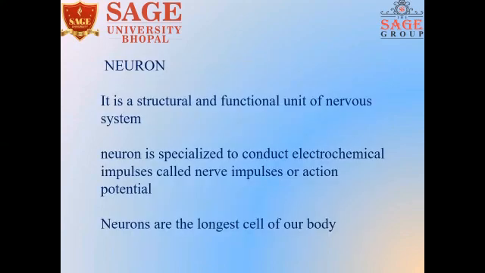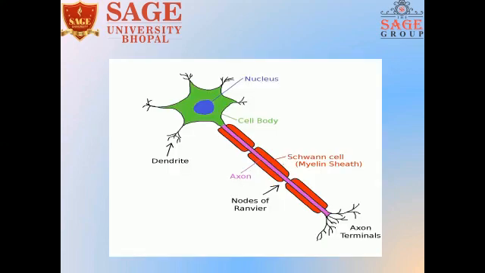Neurons are the longest cell of our body. We have different types of cells, we have glial cells, which we will discuss in further lectures, but these are the longest cells of our body. Okay, so this is the structure.